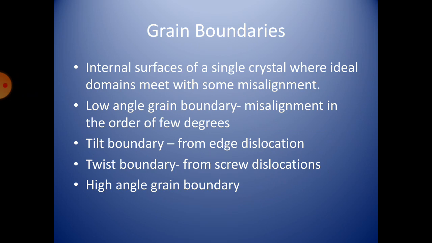There are two types of grain boundaries, that is low angle grain boundary and high angle grain boundary. In low angle grain boundary, misalignment is in the order of a few degrees, that is less than 10 degrees. In high angle grain boundary, this misalignment is in the order of higher degrees, that is greater than 15 degrees. Low angle grain boundaries are of two types, tilt boundary and twist boundary. If the low angle grain boundary is formed by edge dislocation, it is called a tilt boundary. And a twist boundary is formed by screw dislocation.